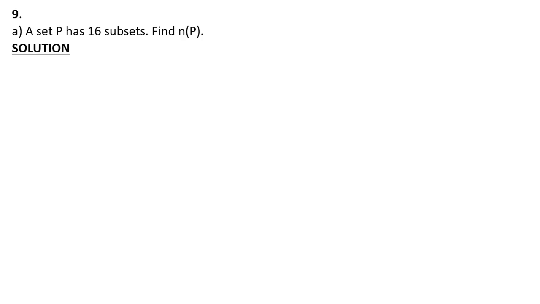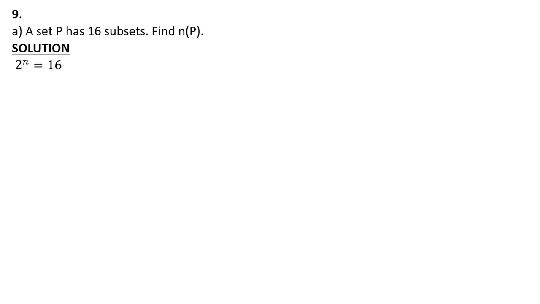We have question 9, which is saying a set has 16 subsets. Find the number of elements in the set P. When you're looking at the number of subsets, the number of subsets is the set which is contained in another set. So the formula we use for the number of subsets is 2 to the power n. So we are saying 2 to the power n is equal to 16.